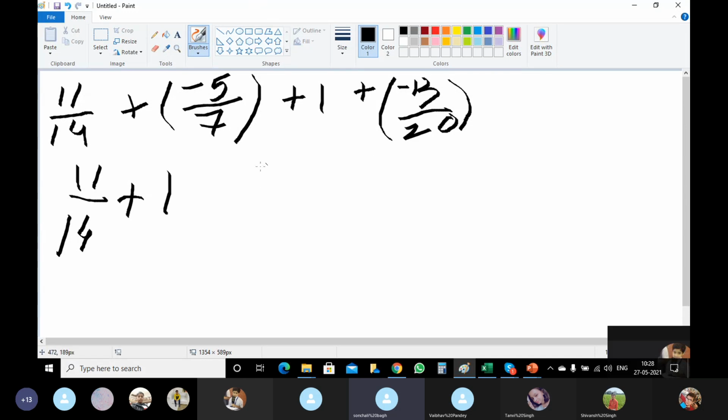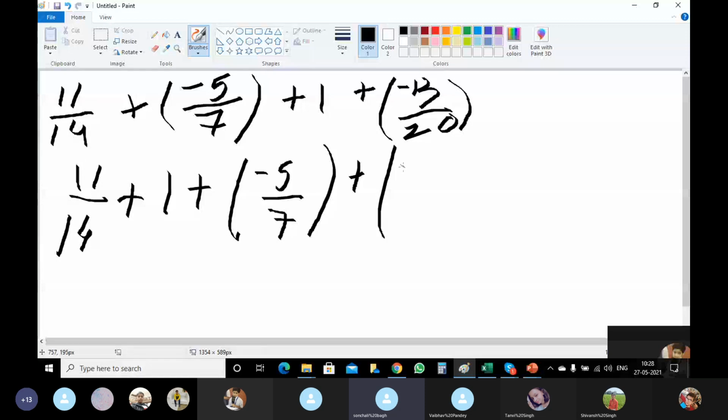What is the LCM of 7 and 20? The LCM of 7 and 20 is how much? Come on, take out fast.